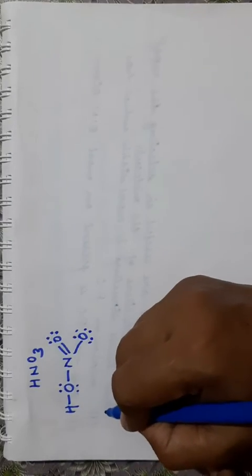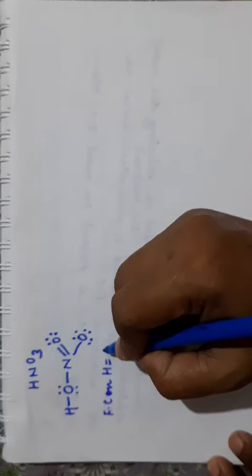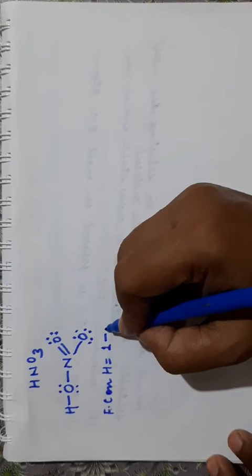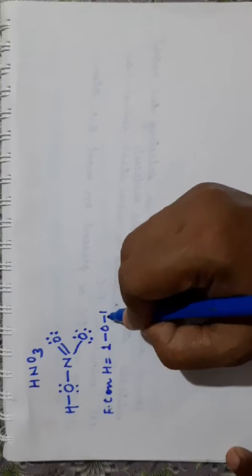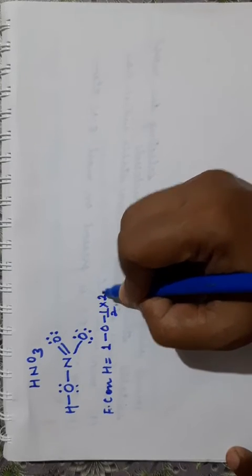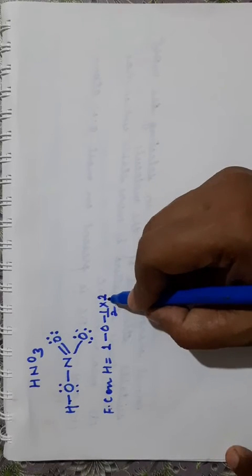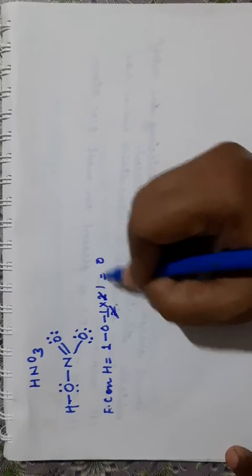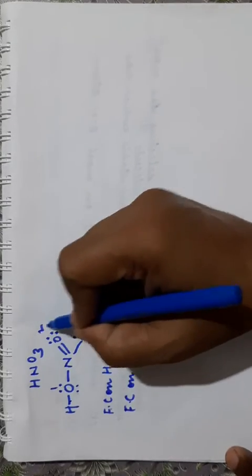So this is the structure. Now we will calculate the formal charge on each atom. Formal charge on hydrogen: valence electron of hydrogen 1, minus non-bonding electrons 0, minus half into bonding electrons 2. Each bond contains 2 electrons. It is sharing 2 electrons, so 2 bonding electrons are there. So it is 0.